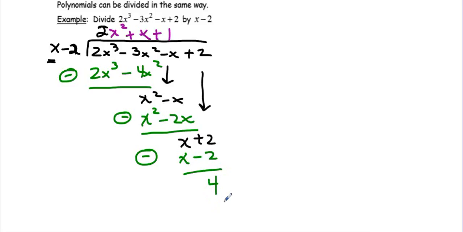Once I get down to a whole number here, there is nothing that I can multiply x by that's a polynomial that will give me a 4. So I know that I am done. This is my remainder. So remainder 4. This is my quotient up here. This is my remainder. This is actually my answer.